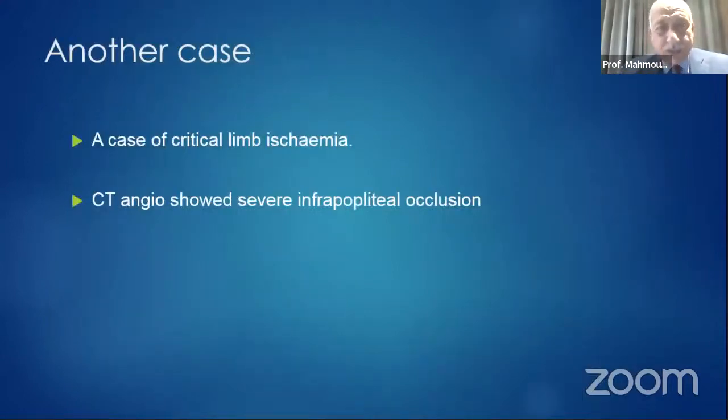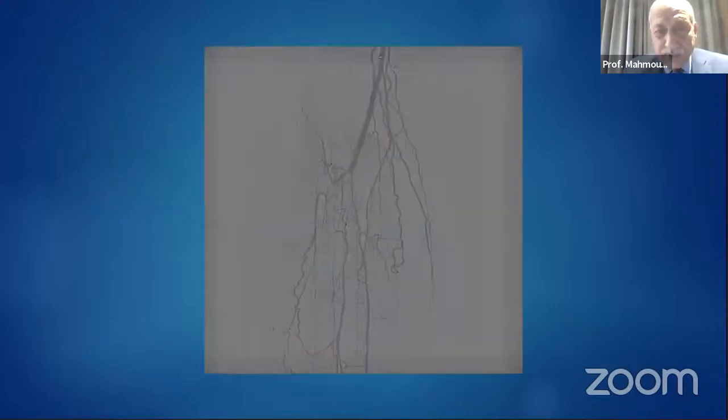Another case, we had a case of critical limb ischemia. Again, the CT angio showed severe infrapopliteal disease. Dr. Ahmed, I think, touched on this case because we did it together. There are no vessels apparent except the mouth of the anterior tibial. Again, this is the popliteal and this is the anterior tibial, and after that all collaterals. We tried hard to go from above, but actually there was no luck.